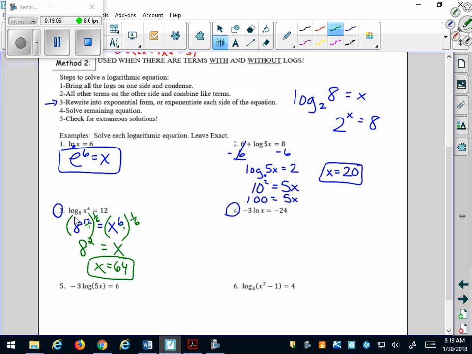So you have to get used to knowing how to get rid of those exponents. Okay, so number 4, you should divide by -3 on both sides first. You get ln of x equals 8. So that's just e to the 8th equals x.